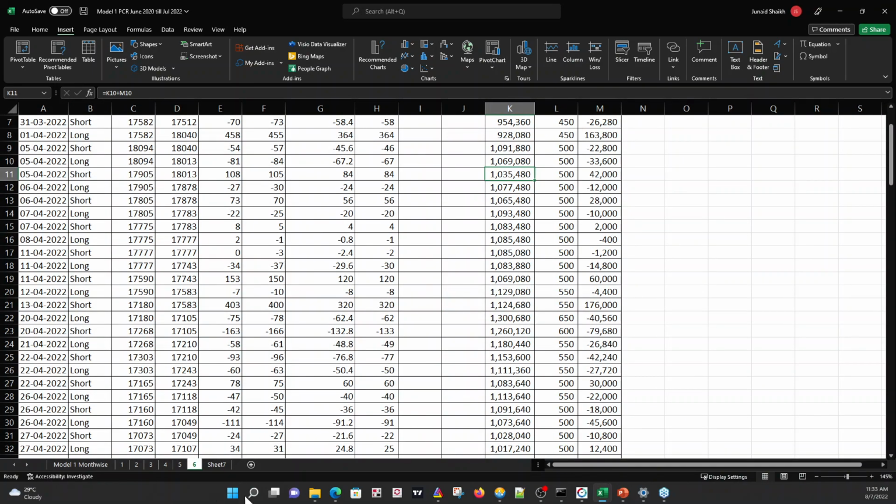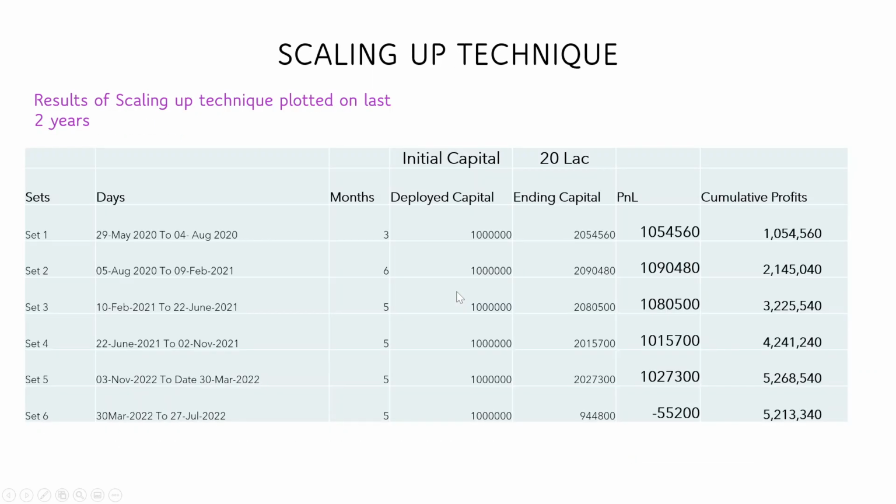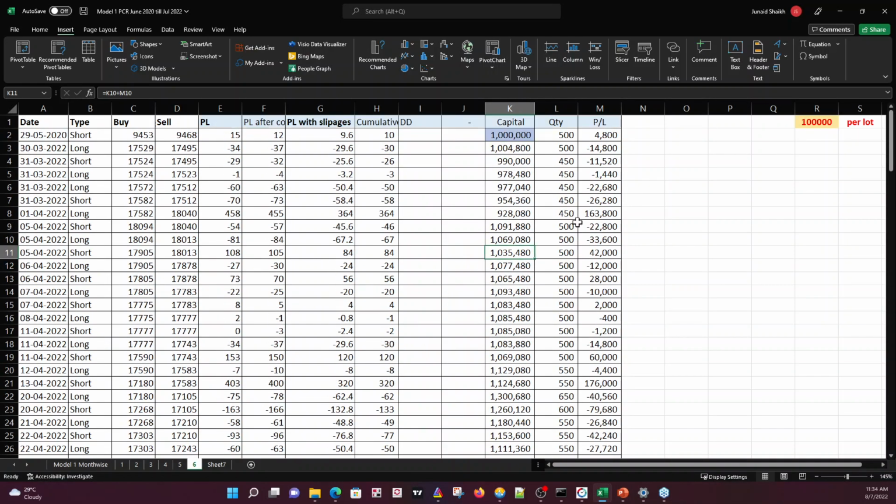At this moment, if you see the current month, let me go back to the slide and show you. So this is the real performance. The first set took only 3 months to reach the profit target of 10 lakh. The second set took 6 months, then 5 months, 5 months, 5 months. And here, right now, it's the worst period that we have encountered. It's been 5 months and we do not have a profit. What does this mean? This means that the potential of the model and of you reaching that target is now very, very high, because the model has done its entire drawdown phase.